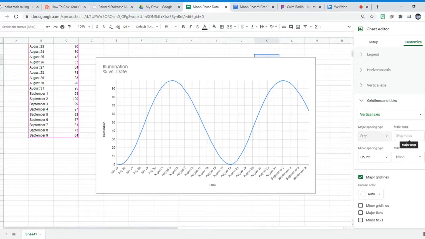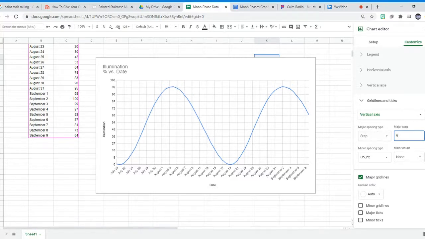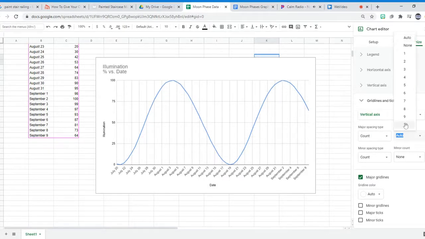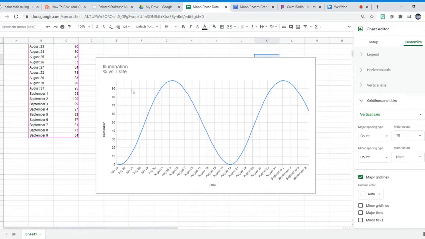You could also do it by steps as well and change that to 10 or change this to sometimes 9 or 11. Just play with the numbers and figure out which one you like the best. That's how you change your grid lines to make your graph a little bit more readable.